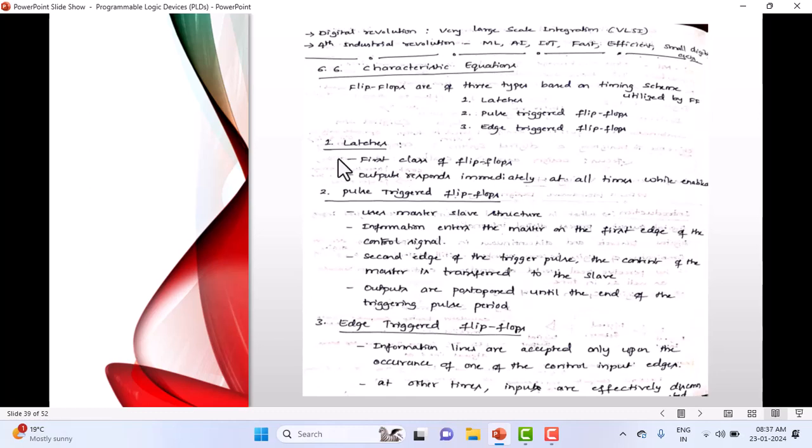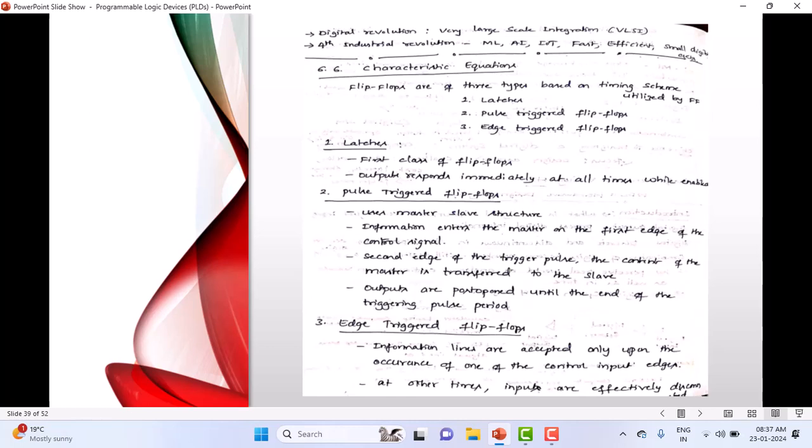I've given the main differences here, which you can go through. Latches are the first class of flip-flops. The output responds immediately at all times when it is enabled, otherwise not. A pulse triggered flip-flop is used in a master-slave structure. Information enters the master on the first edge of the control signal, I mean the clock signal, and on the second edge of the trigger pulse the content of the master is transferred to the slave. That's what we have seen in the previous classes. Outputs are postponed until the end of the triggered pulse period. We have shown the symbolic representation, and the output will be postponed till the end of the clock pulse. You don't see any output until the entire clock pulse has passed in the master slave JK flip-flop or SR flip-flop, whatever it may be.